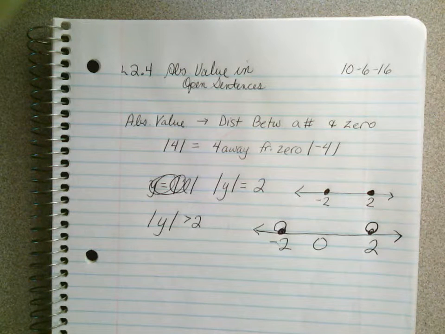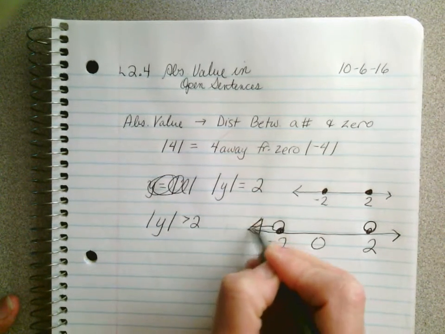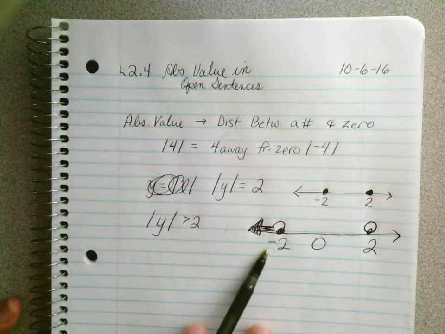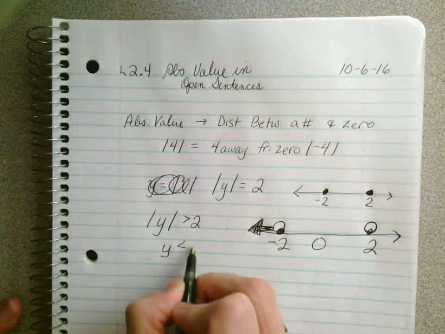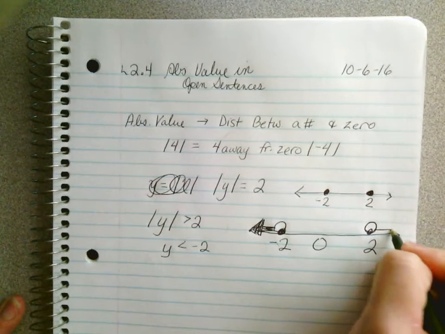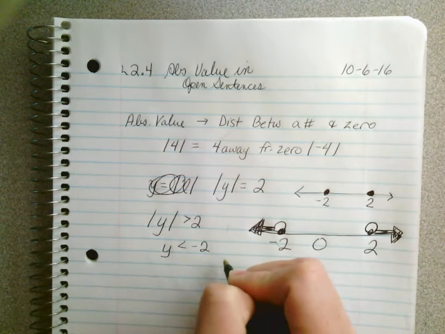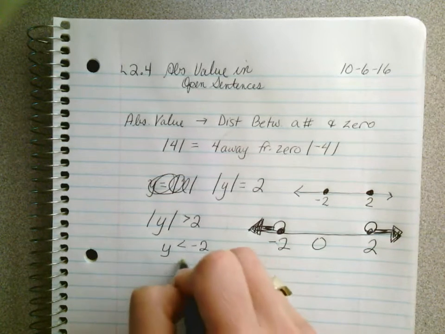Which numbers have a distance greater than 2 from 0? Well, this is where it looks a little crazy. Everything smaller than negative 2, those all have distance greater than 2 away from 0. So y is less than negative 2. And all of the things larger than 2. So these things or larger than 2.